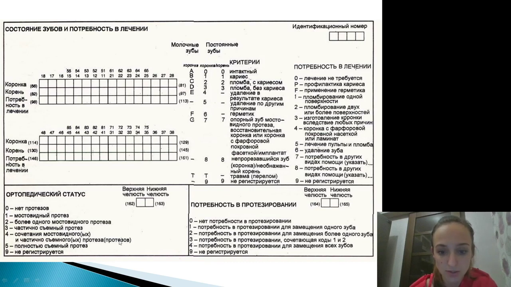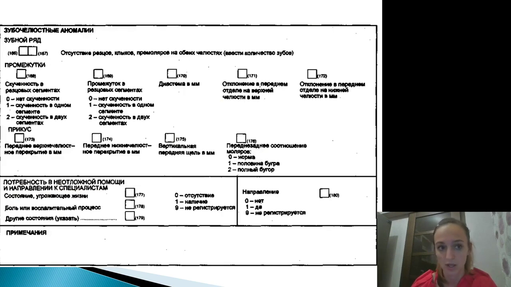It is orthopedic status, and here in this last table, you should write the need for orthopedic treatment. And different orthodontic anomalies. Here we write the bite that the patient has, and here you can write whether your patient needs some help from another specialist or not.